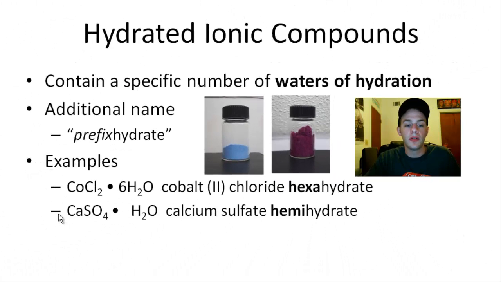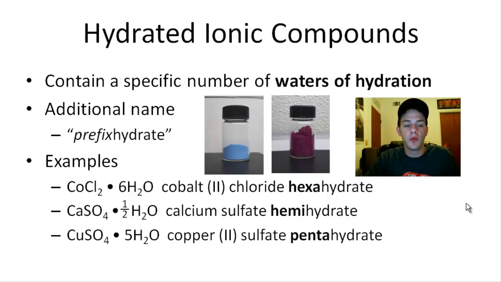Another example would be calcium sulfate hemihydrate. Hemi is the prefix that corresponds with 1/2, so there's the 1/2 right there. And another example would be this one. This is copper 2 sulfate pentahydrate. So again, these are hydrated ionic compounds. Again, all you have to do to name them is just add that prefix and the word hydrate at the end of the name. And then to write the formula, all you have to do is just have the coefficient that corresponds to that prefix in front of the formula for water, which obviously is H2O.